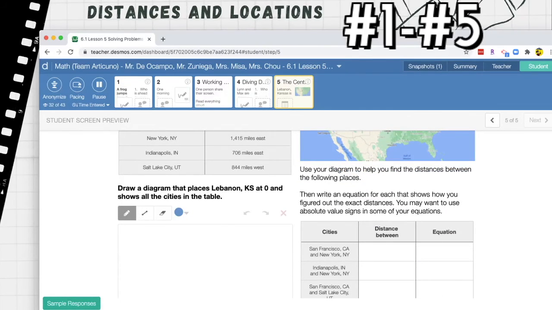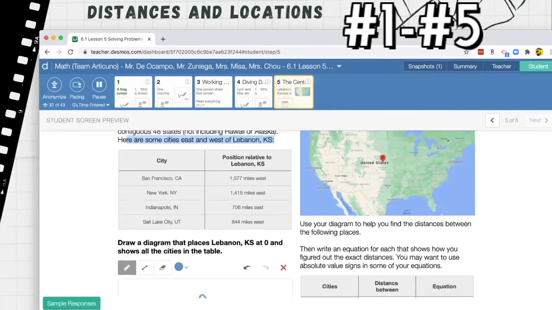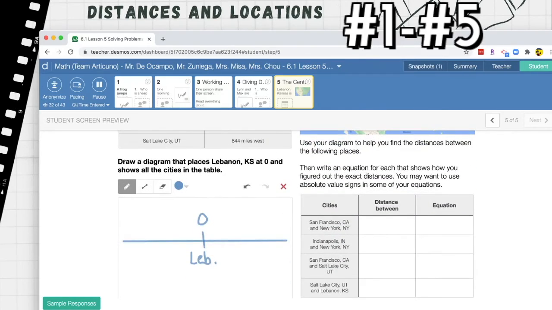Draw a diagram that places Lebanon, Kansas at 0. Let me do that right now. And if this is not enough space for you, you can use abbreviations. The other important thing to note is when we're talking about west, west is on the left side. So west is over here, and that means east would be over here.